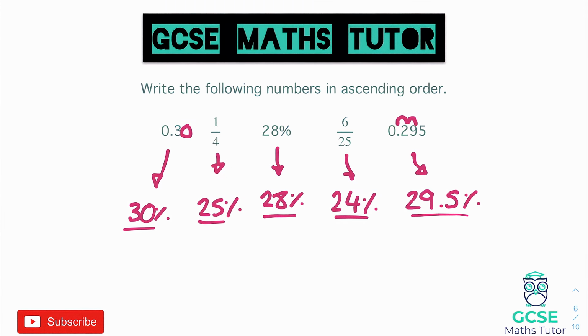So hopefully you can spot 24% is our first smallest number. We then have 25%, which is our second. Then we have 28%. Then we have 30%. And then actually, I've missed out the 29.5. Our fourth smallest was definitely the 29.5%. And then we have our 30%. So as you've just seen, always be very careful and check that you've read all the numbers carefully.